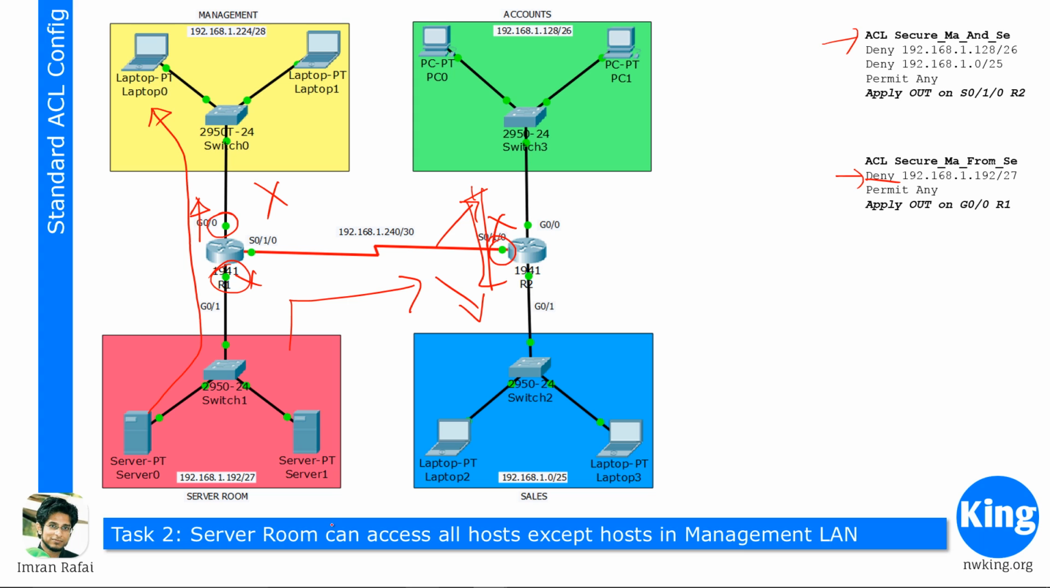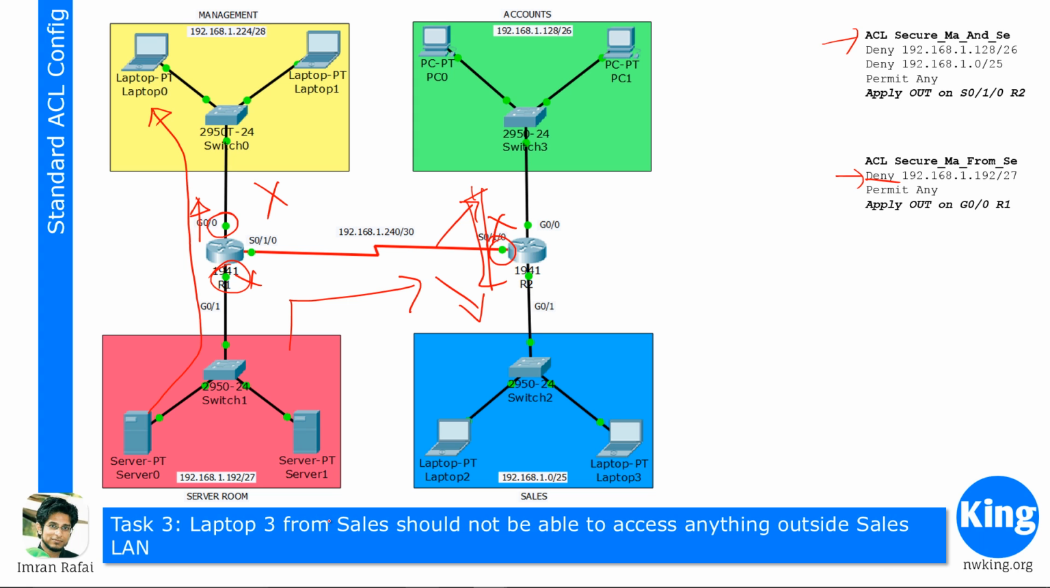Task 2 is done. Next, let's look at task 3, which says laptop 3 from sales, which is here, should not be able to access anything outside the sales LAN. So let's assume this guy is a new guy and he's a trainee, so you don't want him to access anybody else outside the network. So we have to put an ACL.